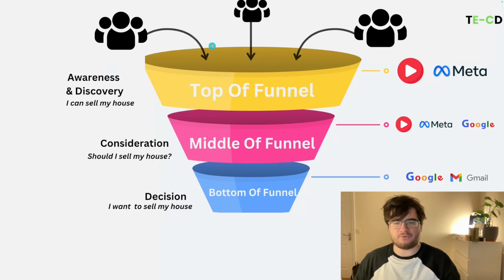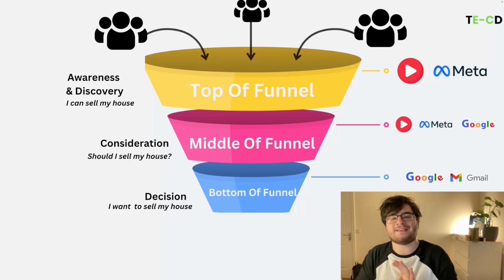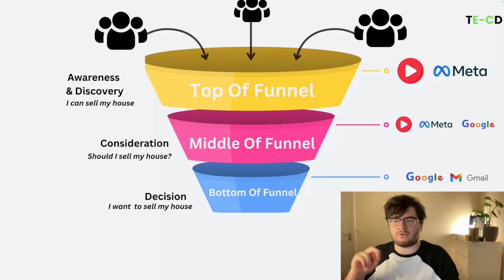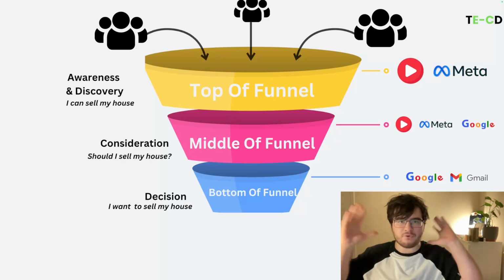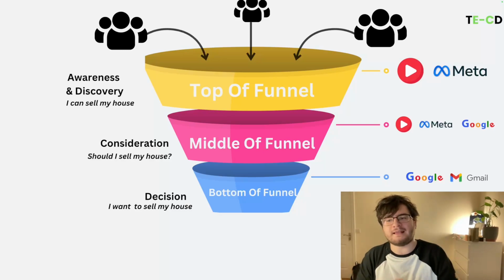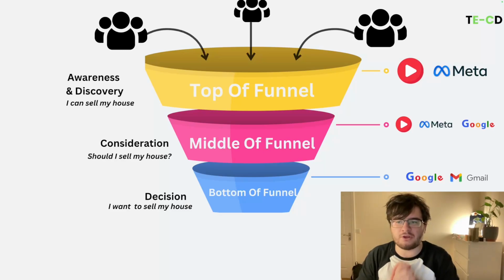So here we have a top of funnel person. Now, real estate isn't the best example of what a top, middle, and bottom funnel is, but effectively awareness and discovery is where you find out, oh, I can sell my home. You'd find it out from finance YouTubers, or from articles, maybe like, oh, house prices are amazing right now, that type of thing. And you'd find those things on YouTube and Meta. These are very top of funnel platforms.